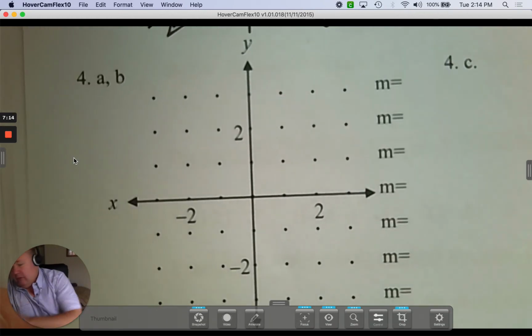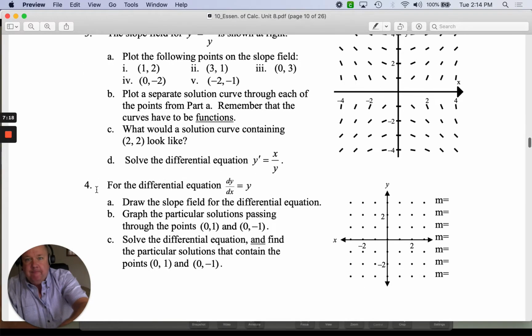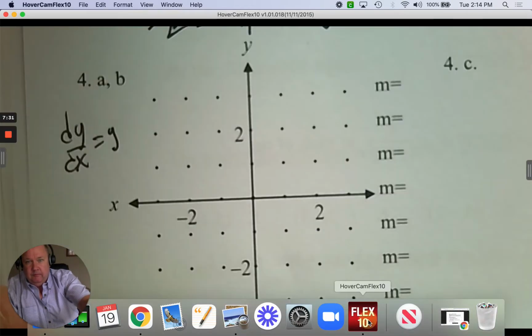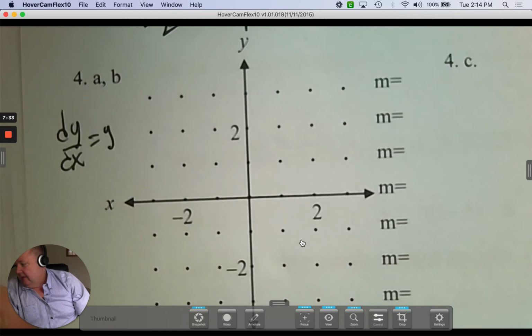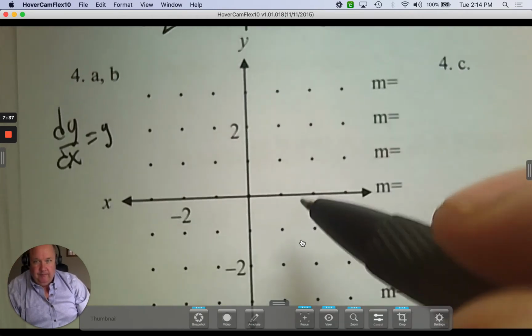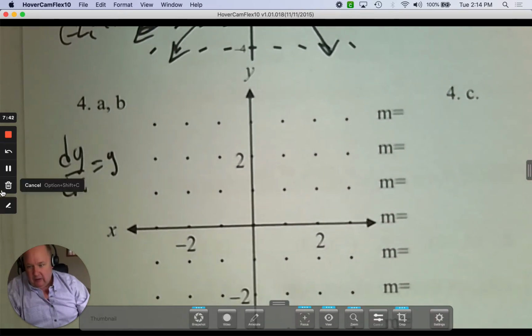In question number 4, make sure I have the slope formula. It says dy by dx equals y. So just the y coordinate tells you the slope. And then can you complete the slope field just using the y coordinate? So whatever the point is, just look at the y and that's the slope that you draw.